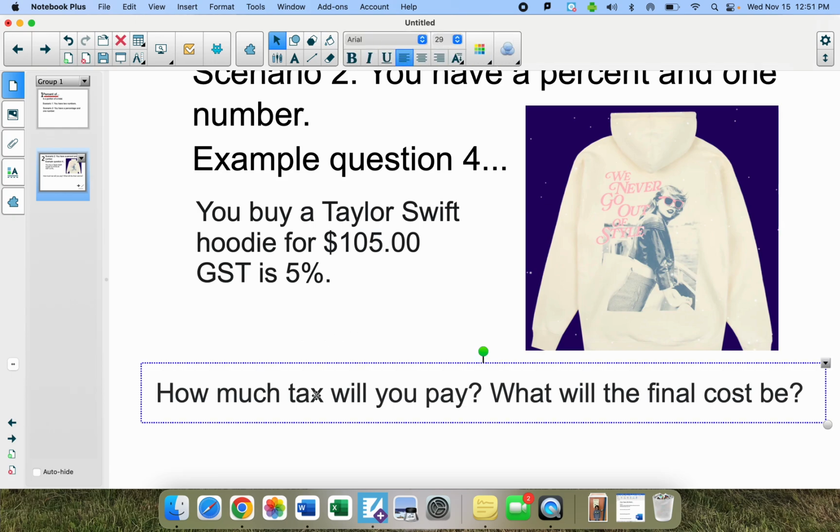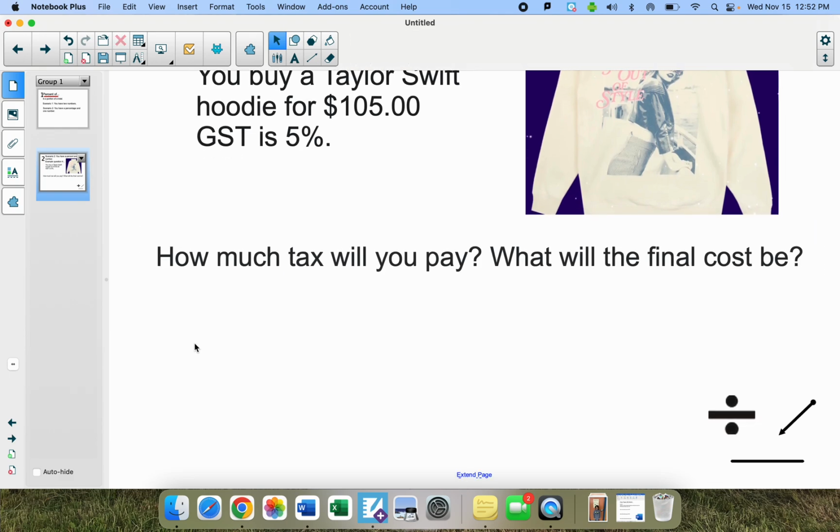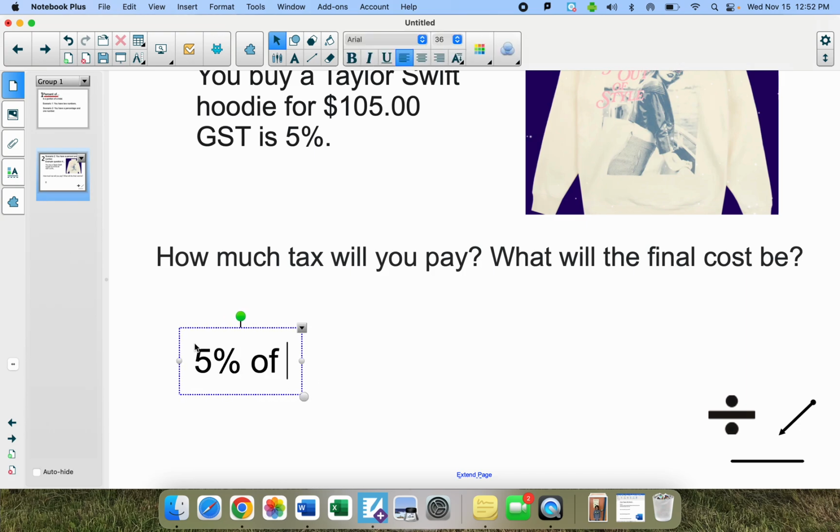Anyway, how much tax will you pay? What will the final cost be? All right, if you know how to answer this question from the last example, go ahead, hit pause. You can come back and check your answer. If you're not sure, because I just threw GST at you, keep watching. The question is asking this though. What is 5% of $105?